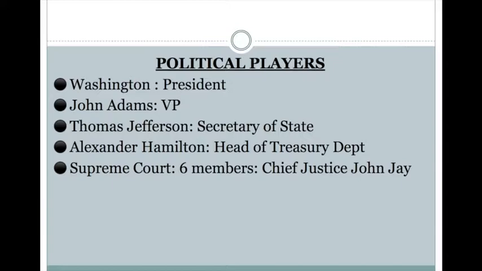The Anti-Federalists will morph into the Democratic Republican Party. Thomas Jefferson was a Democratic Republican. Democratic Republicans included small farmers, shopkeepers, and laborers. Democratic Republicans believed in the decency of the common man.